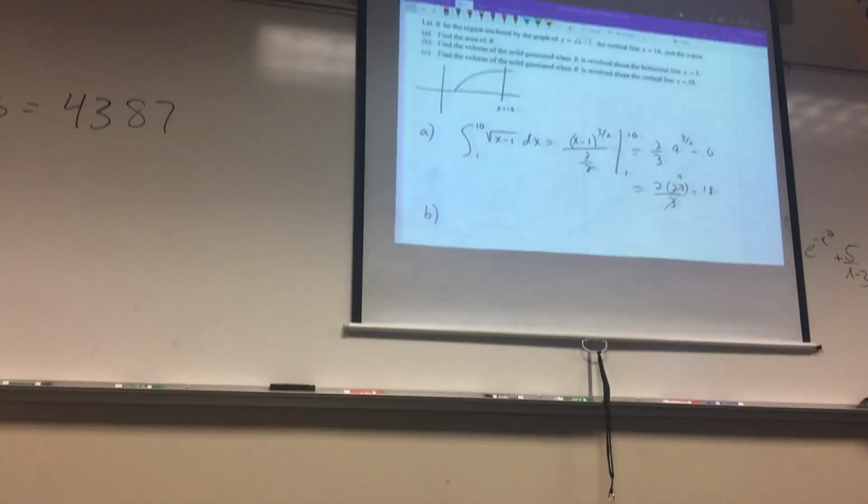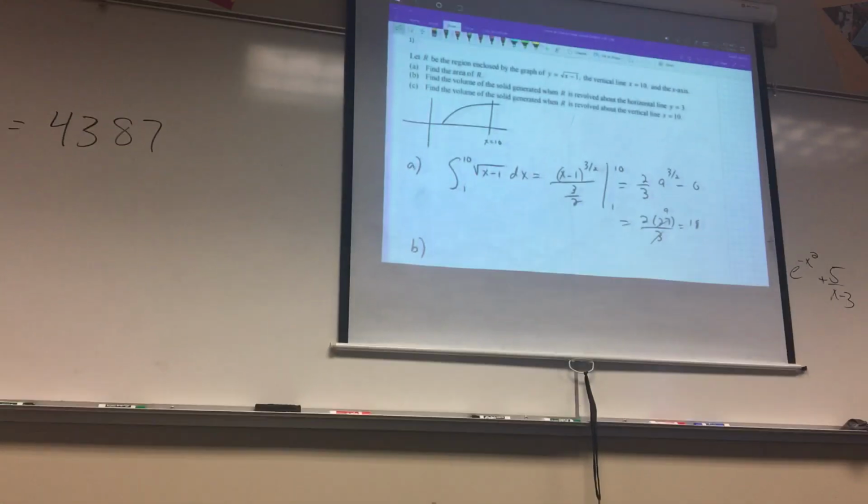Anyway, part B. Find the volume of the solid generated when R is rotated about the horizontal line y equals 3.